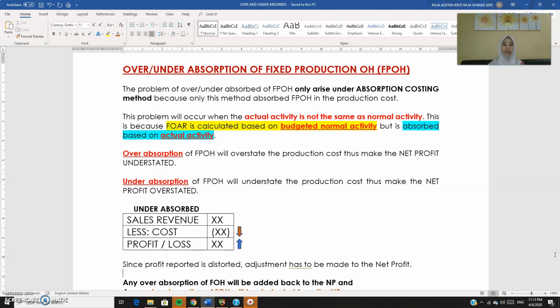If you can still remember from our Dilemma Berhad example just now, the budgeted normal activity is 22,000 units, but the actual activity is 20,000 units. Therefore, it is not the same. If it is not the same, then you will have a problem of over or under absorption of fixed production overhead. Over absorption of fixed production overhead will overstate the production cost. Thus, it will make the net profit understated. And the other way around, under absorption of fixed production overhead will understate the production cost and make the net profit overstated.